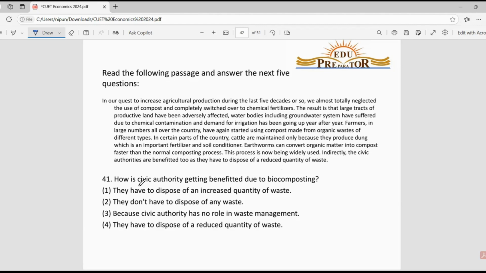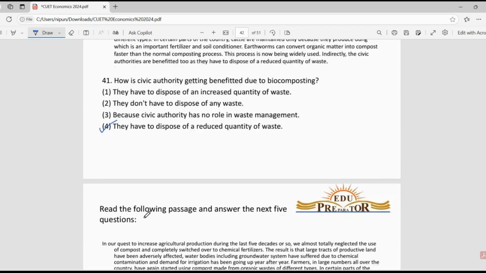All right. So very easy case study. How is civic authority getting benefited? Because they have to dispose lesser quantity of waste. The last sentence, correct option is option number 4.